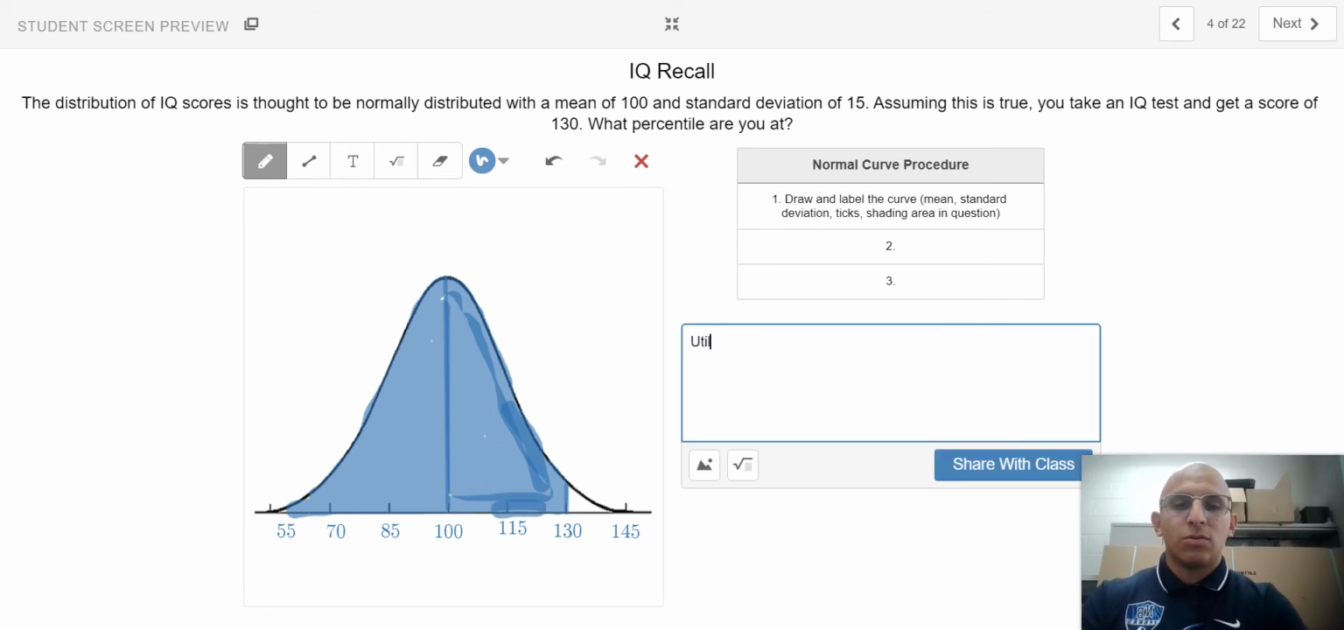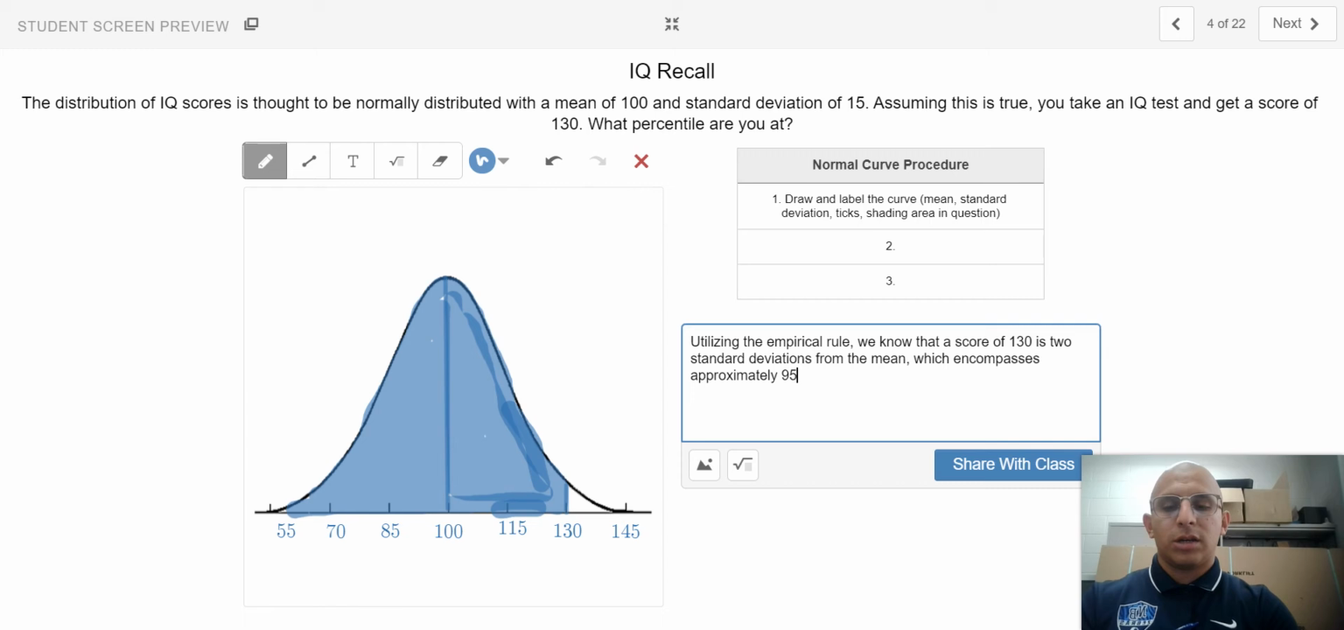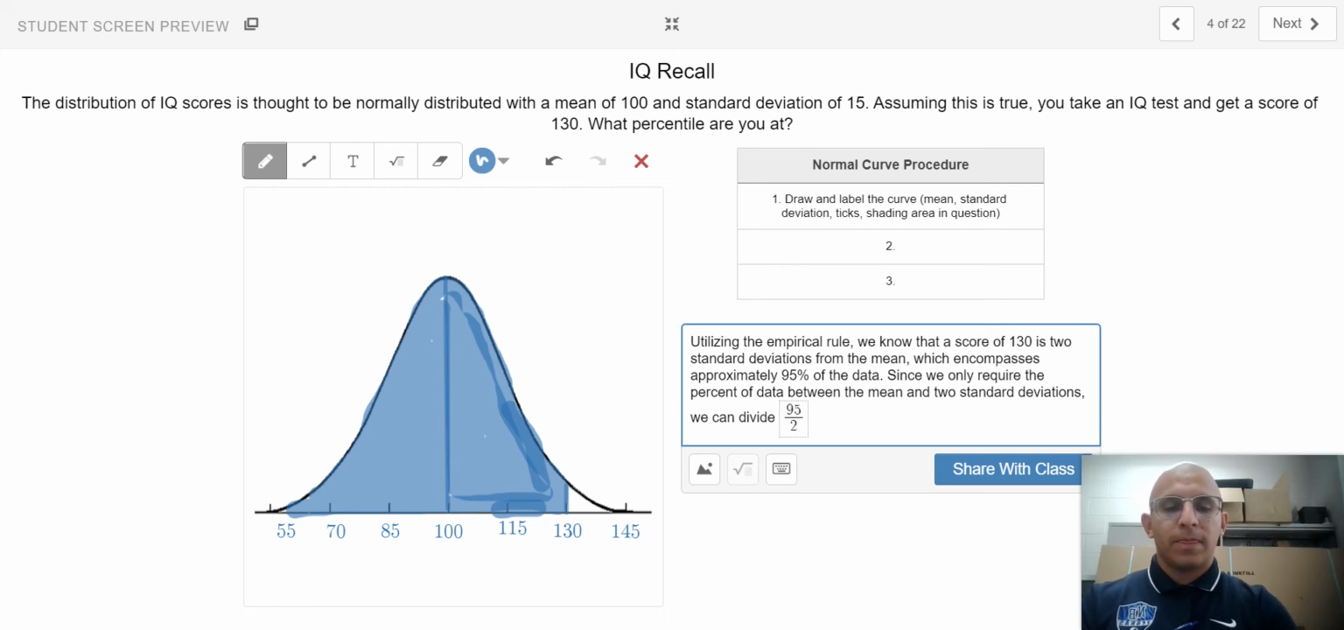So utilizing the empirical rule, we know that a score of 130 is 2 standard deviations from the mean, which encompasses approximately 95% of the data, since we only require the percent of data between the mean and 2 standard deviations. We can divide 95 by 2 and get a value of 47.5.